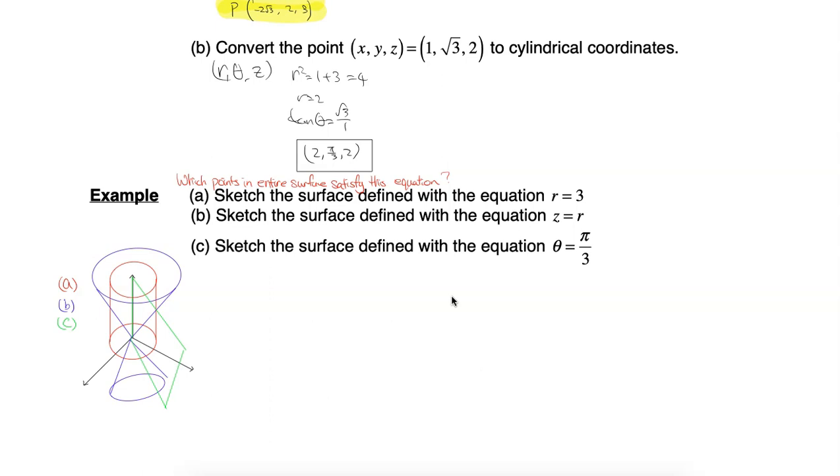Lastly, theta equals pi over 3. So what are all the points such that the angle is pi over 3? It's a plane, and theta would be shown from the x-axis to the green plane. So all the points here in this plane have the particularity that their theta is equal to pi over 3.